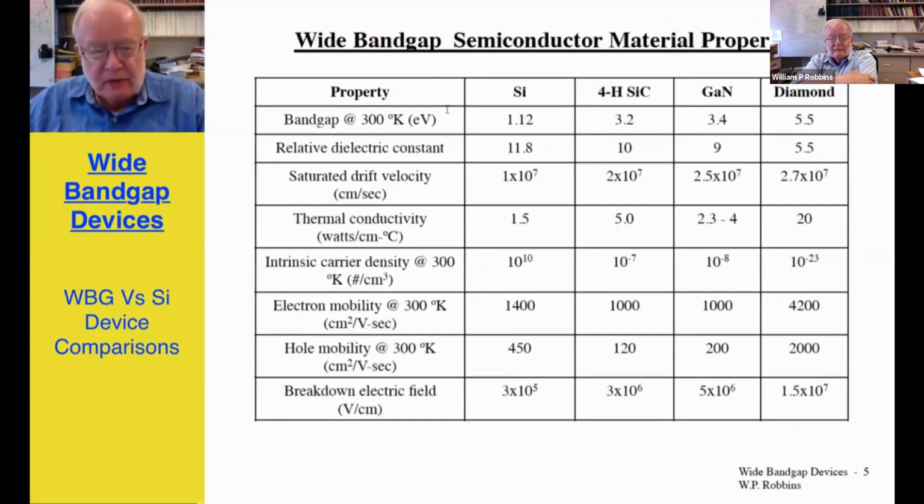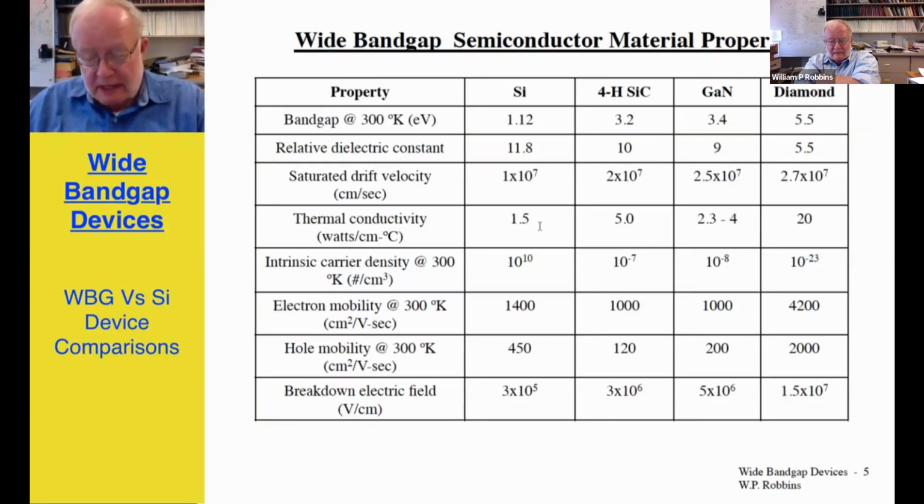The reason for the interest in these wide bandgap materials is sort of summarized in this table of material properties. I list 4 materials, including silicon carbide, gallium nitride, and diamond. Bandgap. Wide bandgap materials have significantly higher bandgaps than silicon: 3.2 for silicon carbide, 3.4 for gallium nitride, and 5.5 for diamond. I list the relative dielectric constants, and they're similar. Diamond is about a factor of 2 smaller. Their saturated electron drift velocities are similar, diamond having the highest saturated drift velocity.